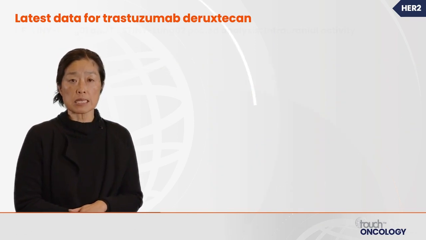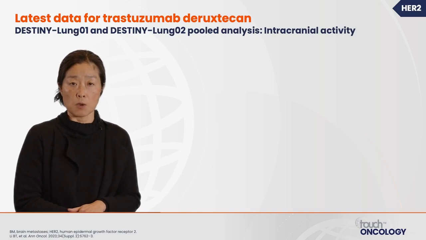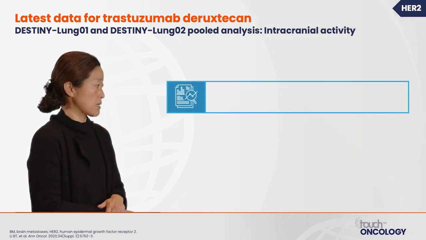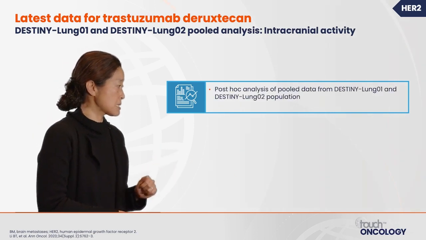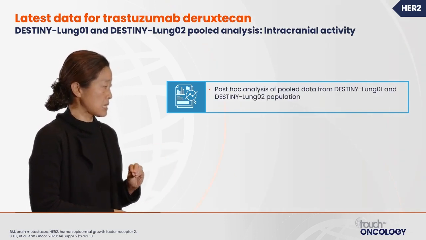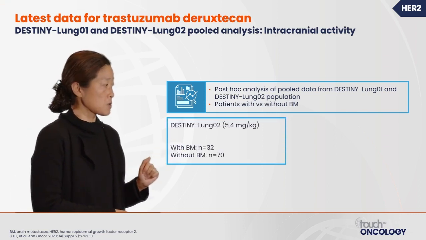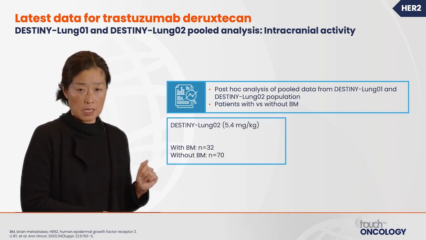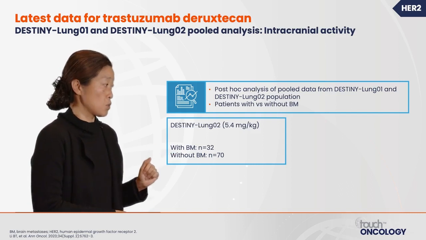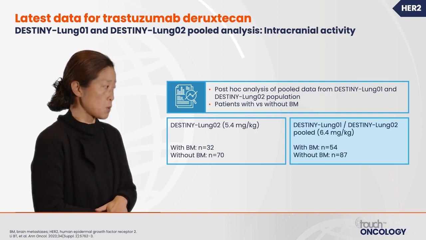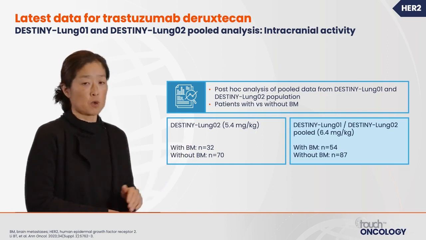We saw recently the latest data from the DESTINY-Lung01 and Lung02 studies, and these were pooled data looking at intracranial activity. This was a post-hoc analysis, pooling the data in both of these studies and looking at patients with and without brain mets. And you can see from DESTINY-Lung02, the 5.4 mg per kg dose level, there were 32 patients with brain mets. And then pooled between DESTINY-Lung01 and 02, the 6.4 mg per kg dose level, 54 patients with brain mets.